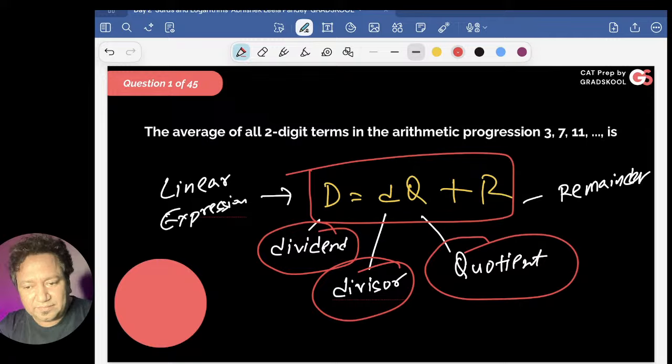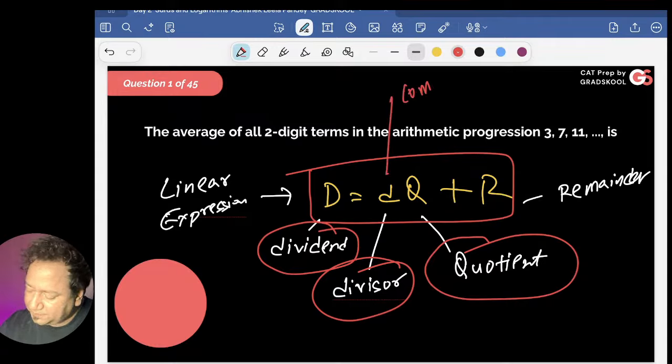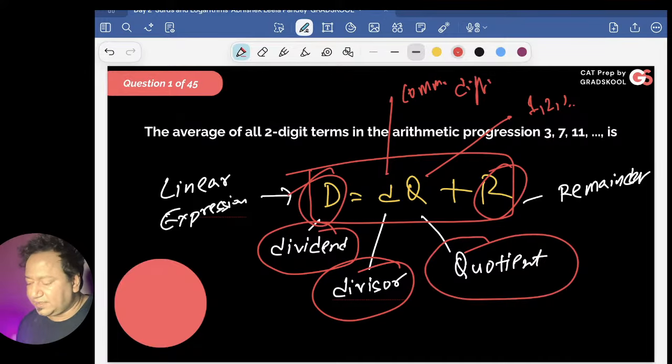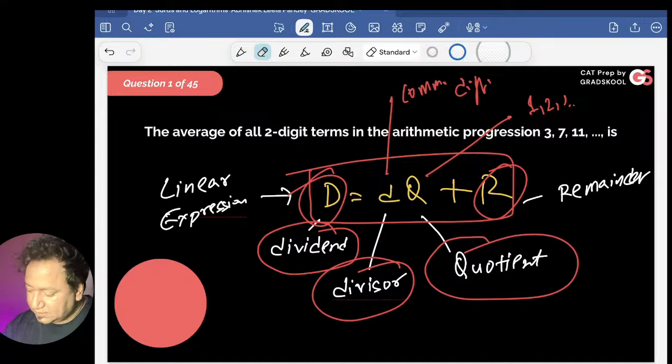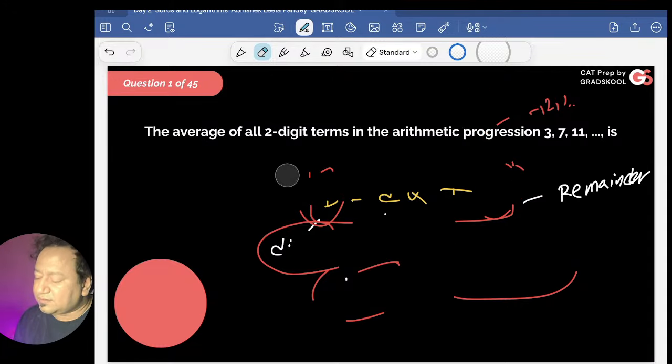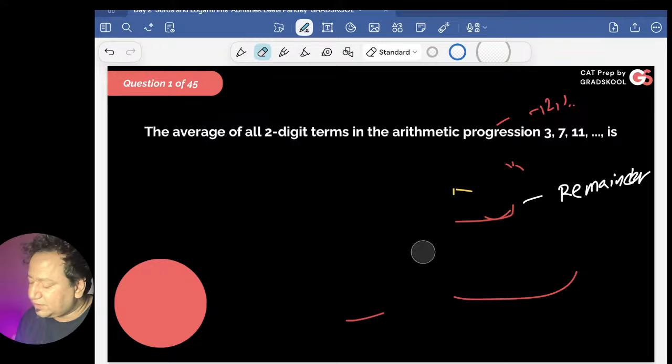Is that clear? Where this D happens to be the common difference inside the arithmetic progression, this Q happens to be the counter, starts with 1, then 2 and 3 and so on. Okay, now it's understood, Ankit? And R is the remainder and D is the number in consideration. All right, cool. All of you got that? I hope you are writing it.